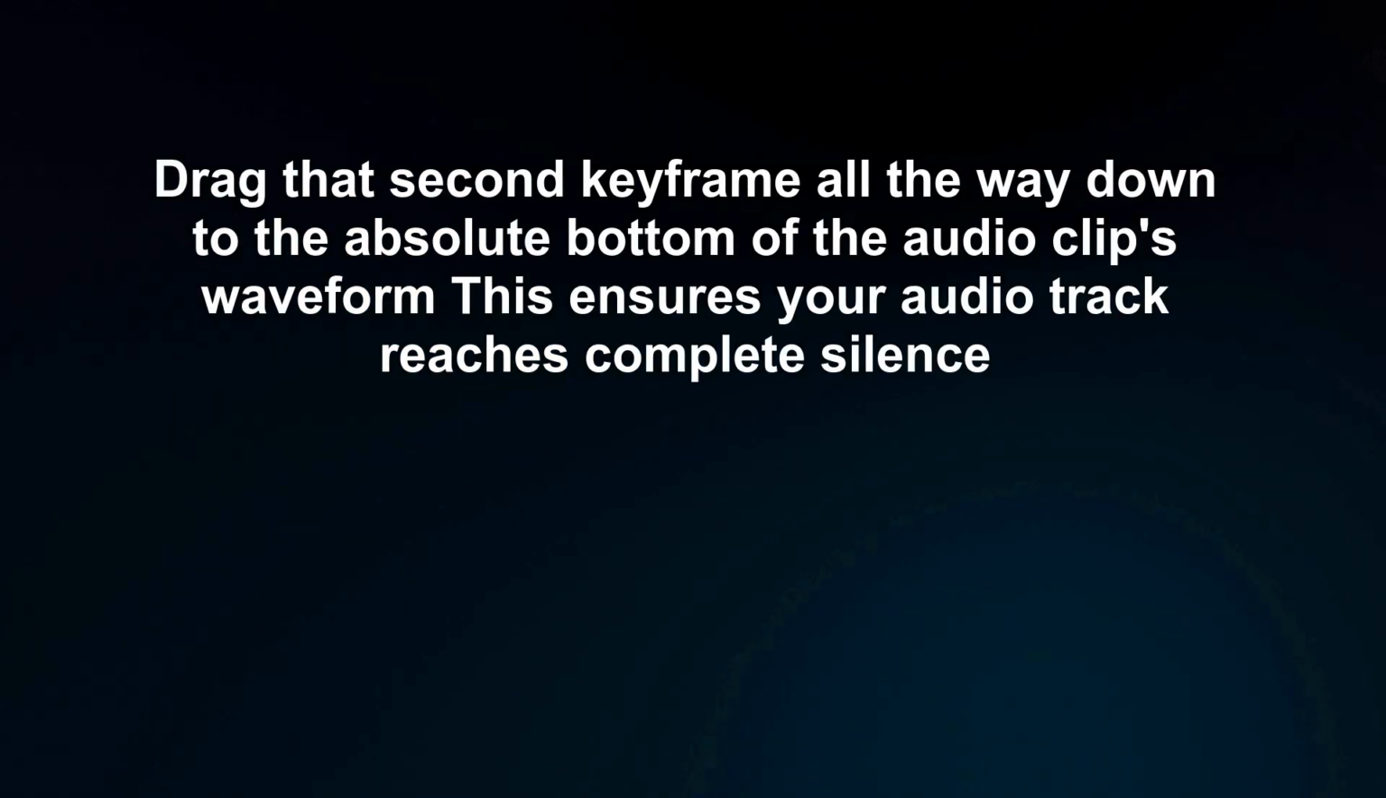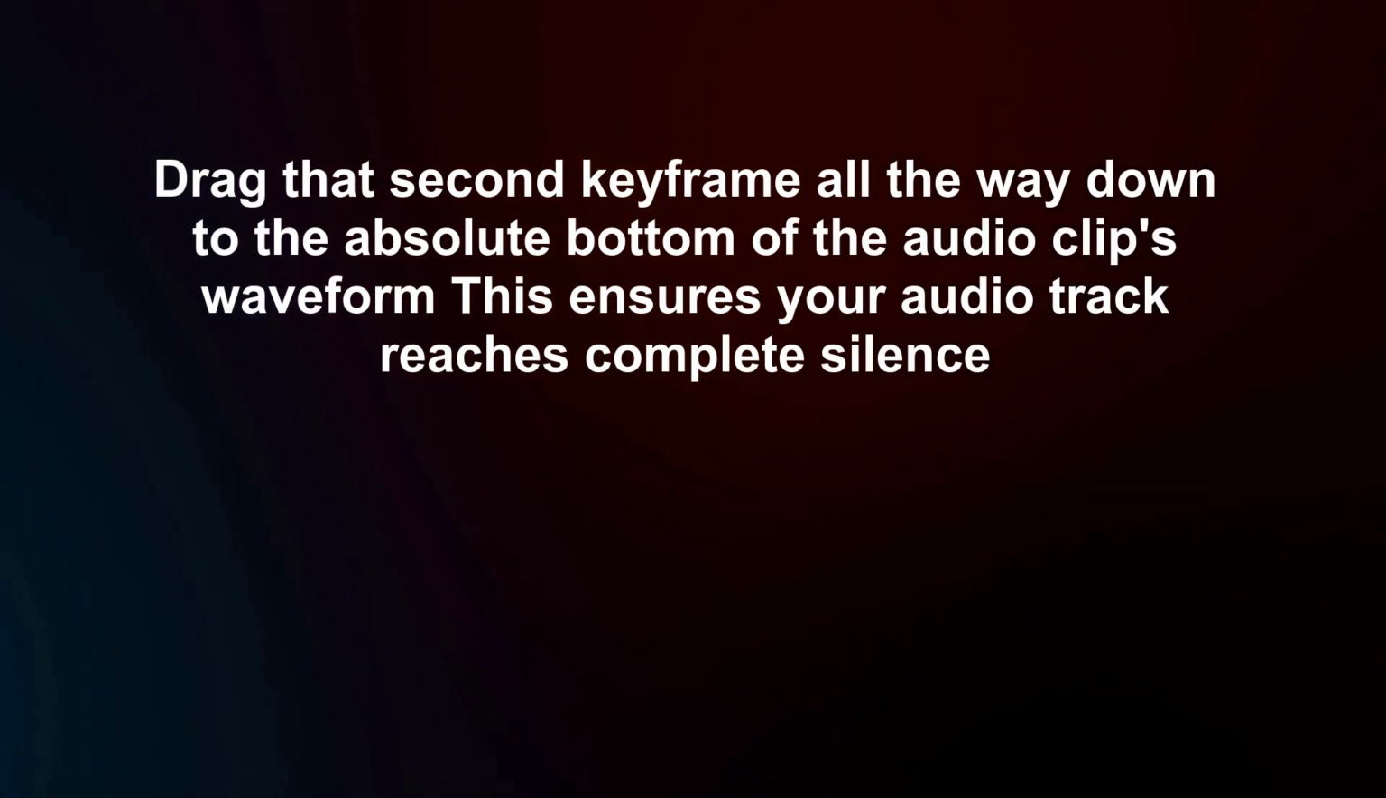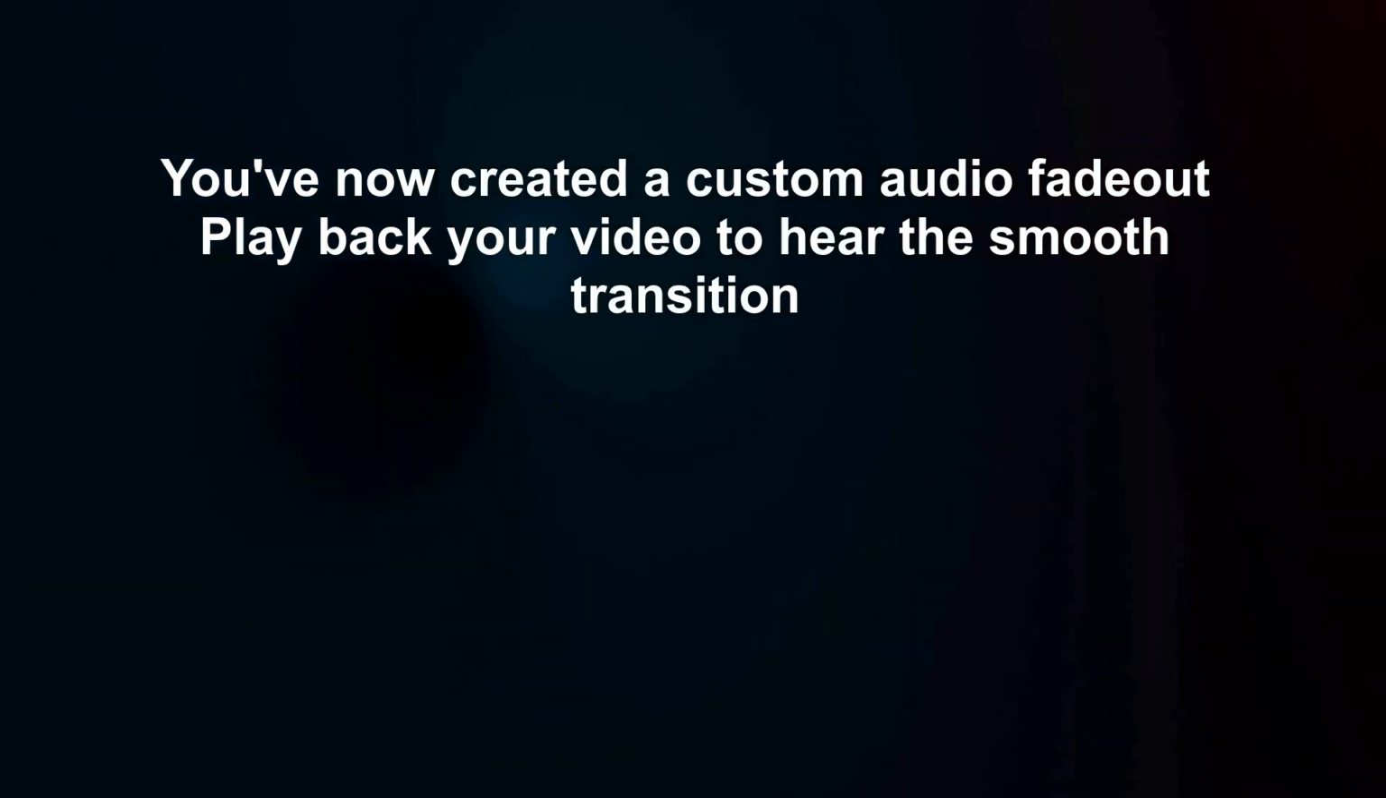Drag that second keyframe all the way down to the absolute bottom of the audio clip's waveform. This ensures your audio track reaches complete silence. You've now created a custom audio fade-out. Play back your video to hear the smooth transition.